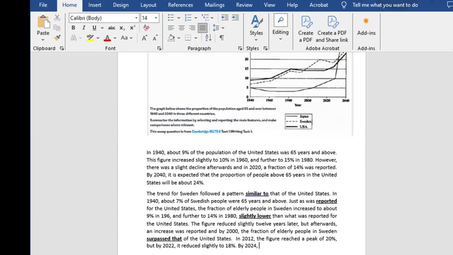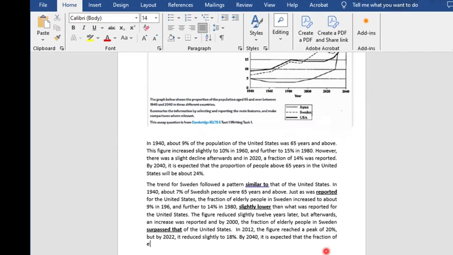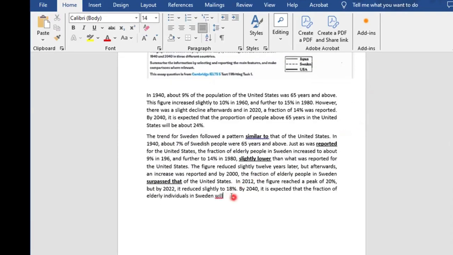By 2040, it is expected, can you see my use of tenses? By 2040, it is expected that the fraction of elderly people in Sweden will reach, let's say, 25%. Elderly individuals in Sweden will reach 25%, greater than what will be reported for the United States. Can you see another comparison here? Greater than, I'm comparing.